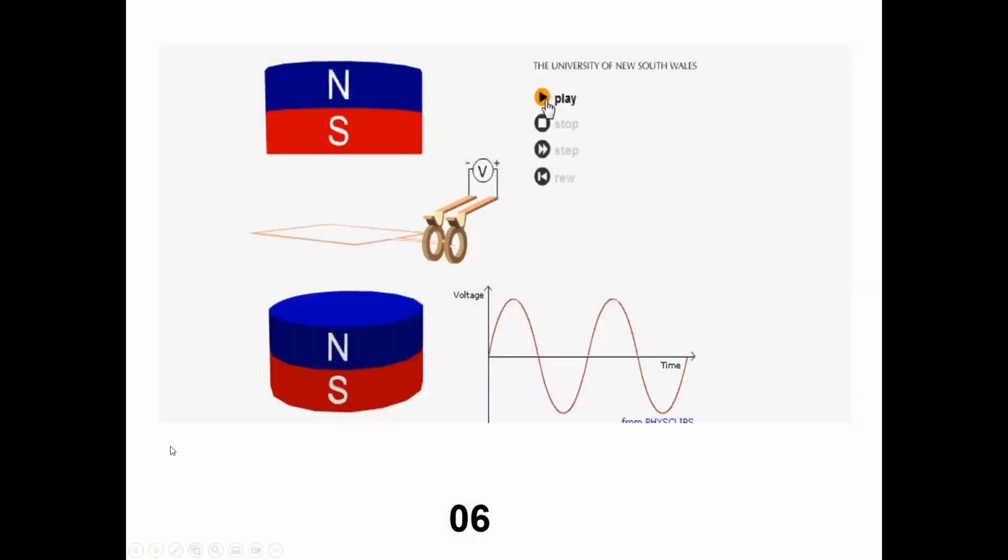Look at this animation now that you are rotating the coil yourself. When you're rotating the coil, flux linking the coil changes. This induces an EMF in the coil.